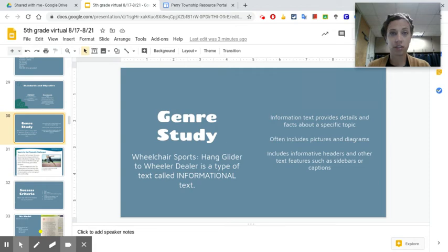It often includes pictures and diagrams. There's really cool pictures in this book. I like it a lot. And it includes information like headers, other text features, sidebars, captions, the title. So we're going to look at all those text features today to make sure we understand.